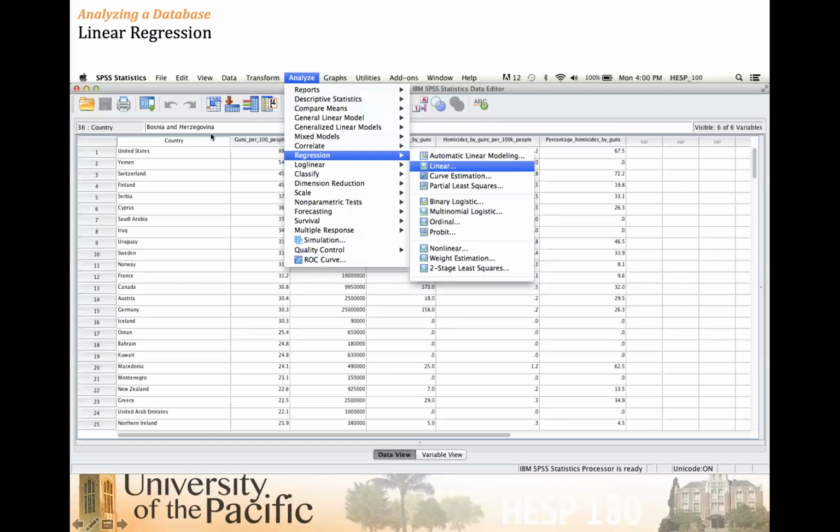And so to run a regression, you go Analyze, Regression, right? And then Linear or Binary Logistic. Those are the only two I'm going to have you run this semester. Now we're going to talk about negative binomial, but we actually run that elsewhere.